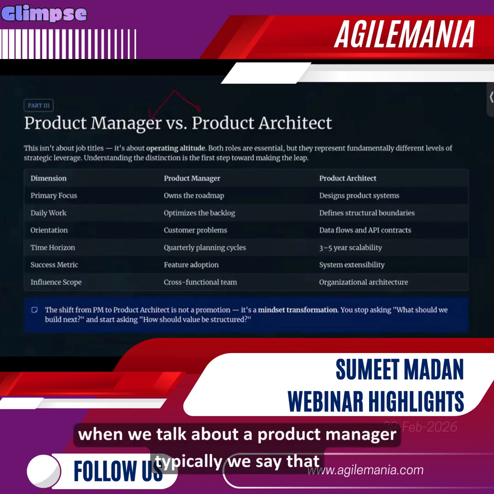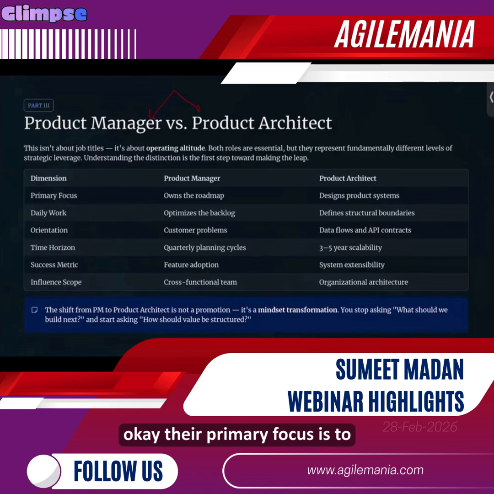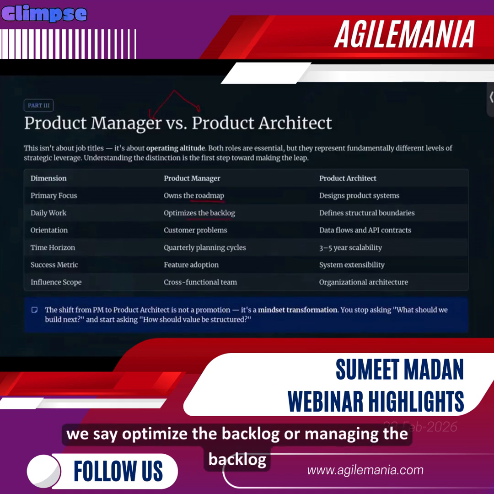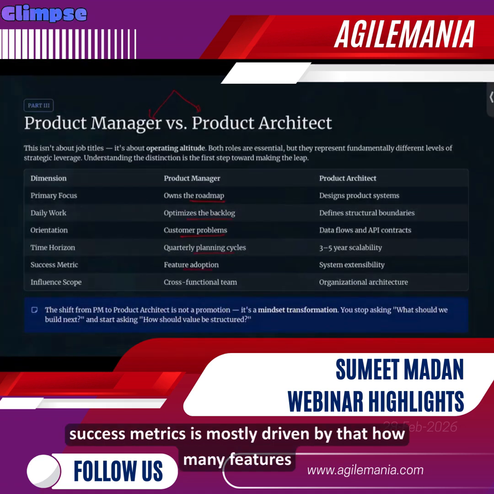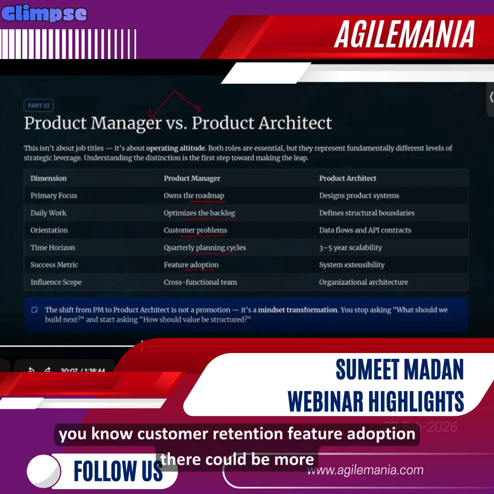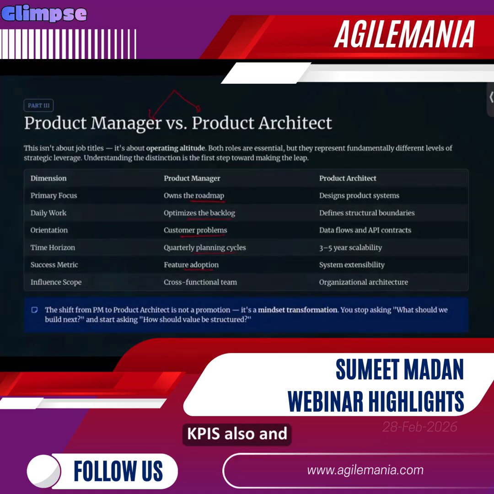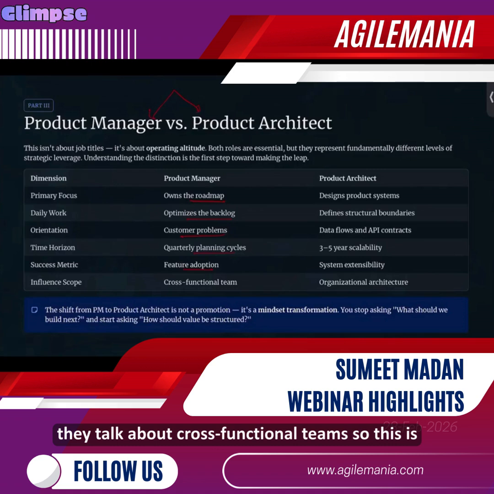See, when we talk about a product manager, typically we say their primary focus is to run the roadmap, then optimize or manage the backlog. They are more oriented towards the customer problem. They do quarterly planning cycles, considering you're working in a scaled agile space. Their success metrics are mostly driven by how many features are adopted, how many customers are still active, customer retention, feature adoption. There could be more KPIs also. And they talk about cross-functional teams. So this is typically what a product owner / product manager is involved in.